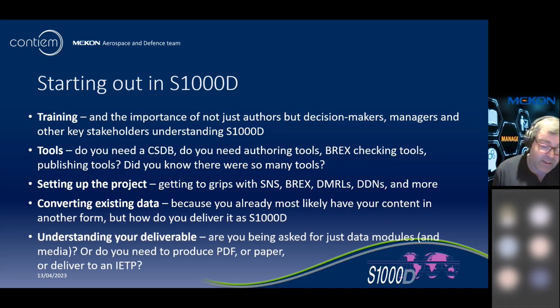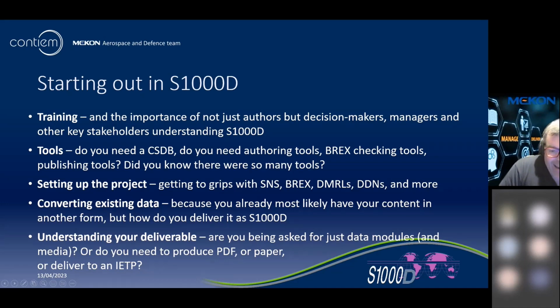Finally, one of the most important things, but one that can get missed in terms of a project, is understanding your deliverable. Because if you are working on behalf of somebody else, if you're delivering a project to them, then what are they expecting of you? If they just want paper that happens to look like the S1000D format, then what's your quickest route to producing that?